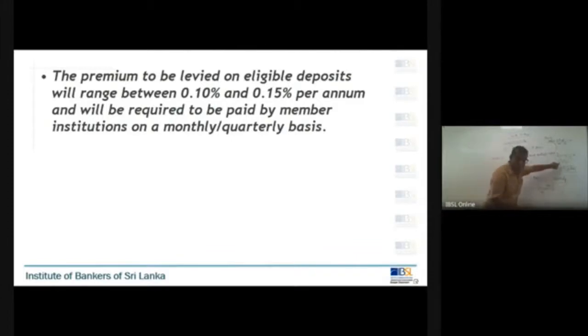If you do not pay within the stipulated period, that means 15 days, you will be charged a penalty. How much will you be charged? The prevailing treasury bill rate for 91 days plus 200 basis points, that means 2%. My goodness. Now say your TB rate is, for example, 4%, then plus 2%. So you have to add another 6% to this payment that you have to pay.